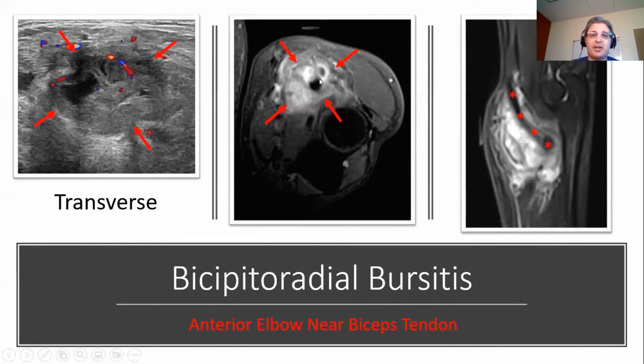Here it is on axial imaging, and you can see this complex soft tissue mass is intimately associated, circumferentially surrounding the distal biceps tendon. This was another example of severe bicipital radial bursitis in a patient with rheumatoid arthritis. Would have never thought of that diagnosis unless we considered the anatomic location adjacent to the distal biceps tendon.